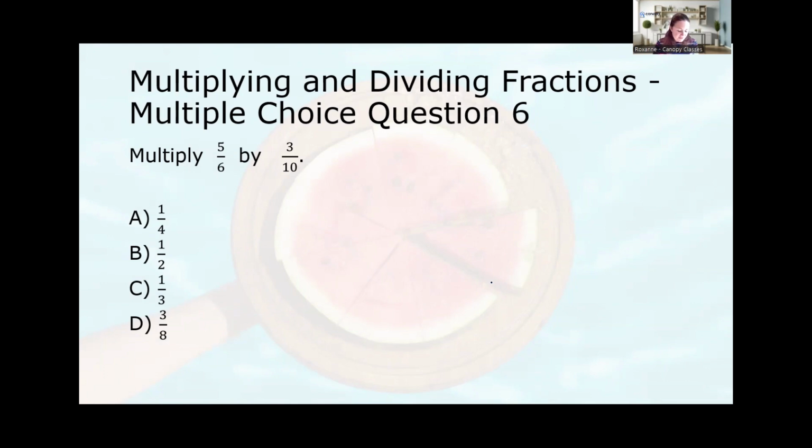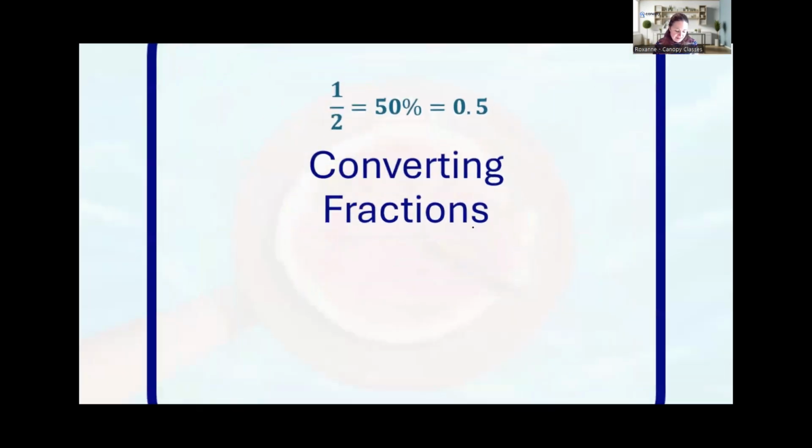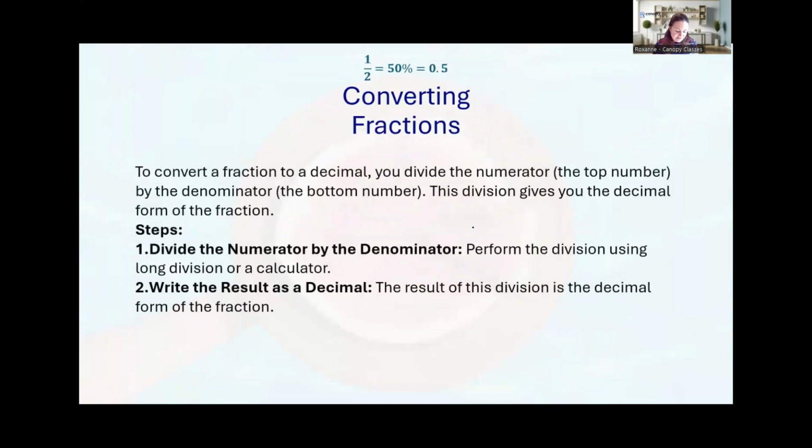Okay, good. Right, so we've got 5/6 now multiplied by 3/10. So that gives 15 over 60. And 15 over 60, we've got a highest common factor of 15, okay? So 15 divided by 15 is 1. 60 divided by 15 is 4. So if you got A, 1/4, then you did brilliantly. Well done. Okay, next then, we're going to look at converting fractions.